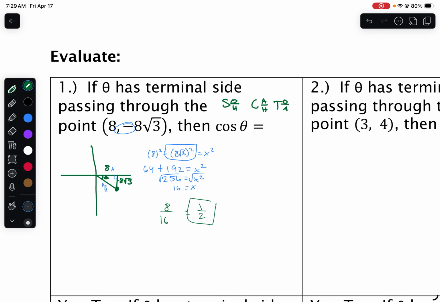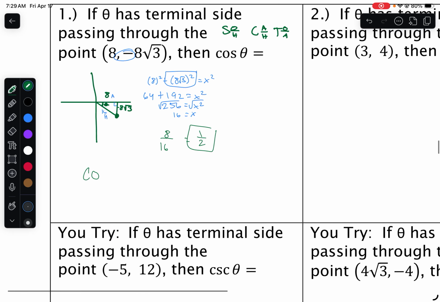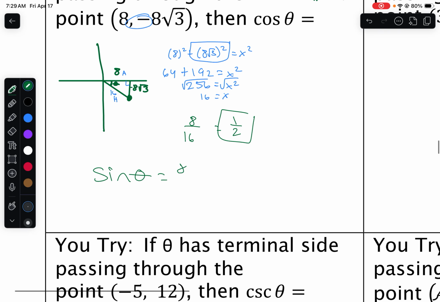One thing I want to point out is when you're doing these, you have to pay attention to the signs. Let's say I wanted to find sine of theta in this case. That would have been opposite over hypotenuse, which is negative 8 root 3 over 16, which would reduce down to negative root 3 over 2. So I'm just pointing out that the signs in this case matter. So make sure that when you draw your triangle, you include the signs, because that's going to have an impact on your answer.